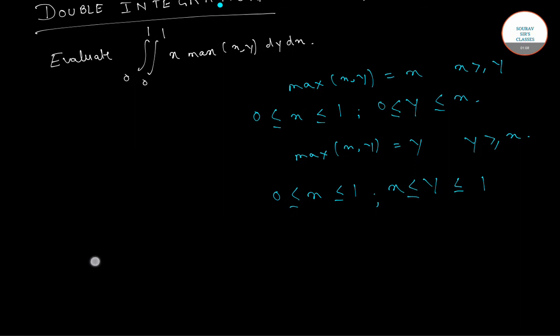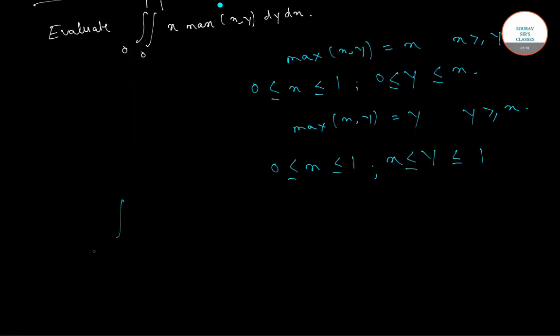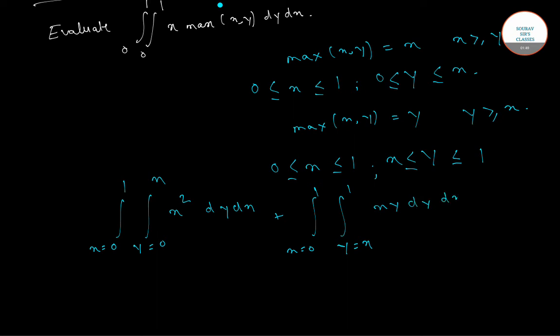So this integral can be divided into two parts. The first is integration x equals 0 to 1, integration y equals 0 to x, because here the maximum of x comma y is equal to x, square into dy dx, plus integration x equals 0 to 1, integration y equals x to 1, x y dy dx, as here the maximum of x comma y is equal to y.